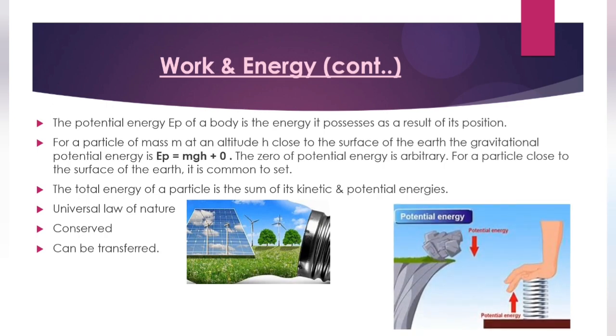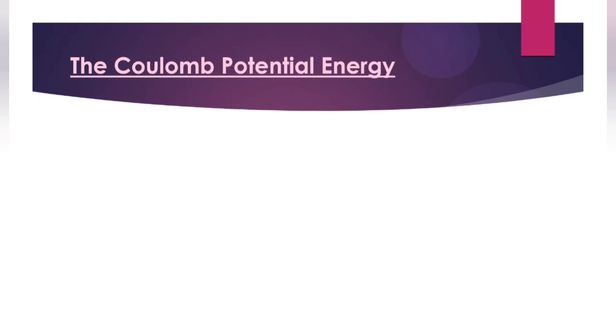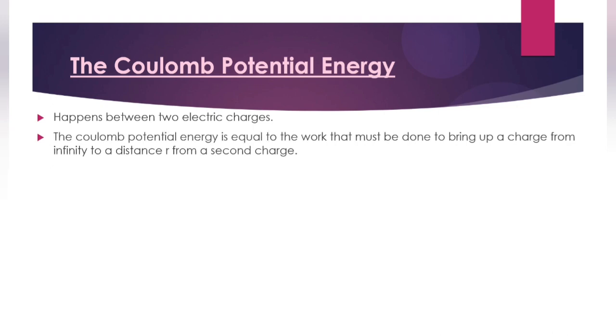Coulomb potential energy is one special kind of potential energy. This happens between two electric charges. The Coulomb potential energy is equal to the work that must be done to bring a charge from infinity to a distance r from a second charge. For a point charge q1 at a distance r in a vacuum from another point charge q2, their potential energy is V = q1q2/4πε₀r.